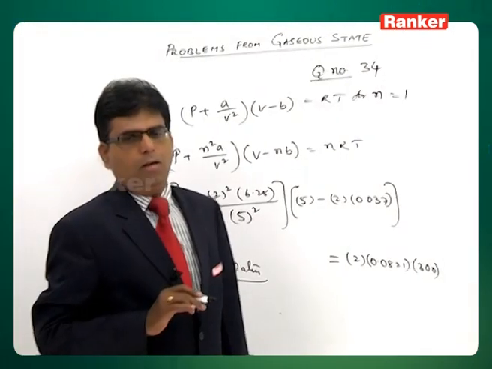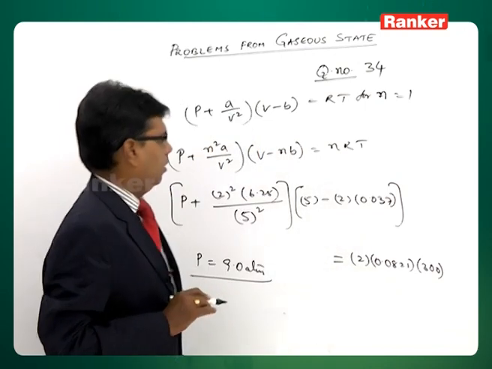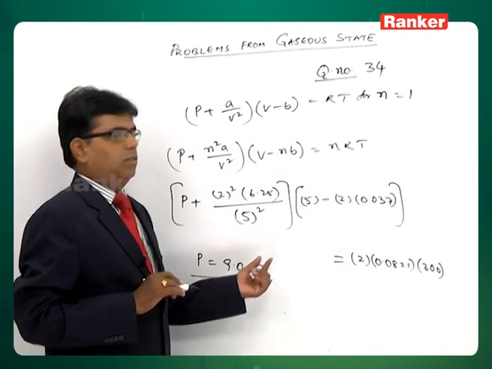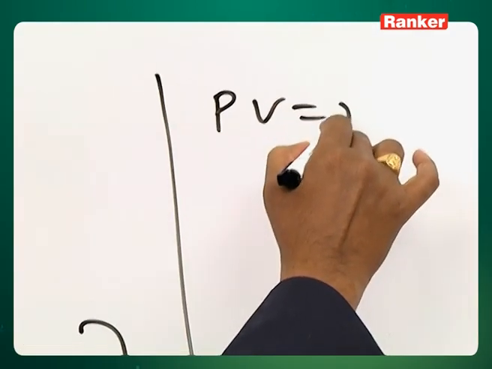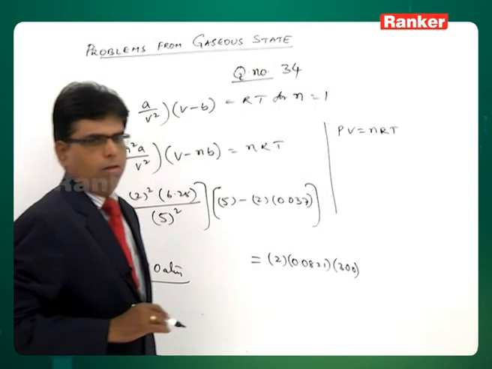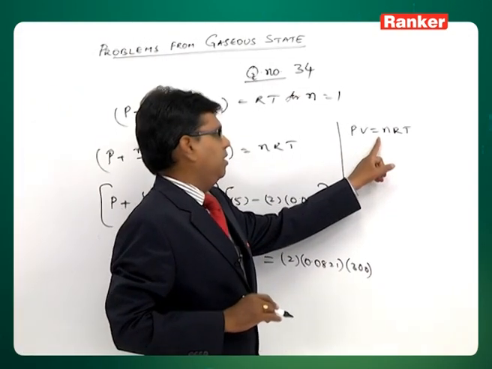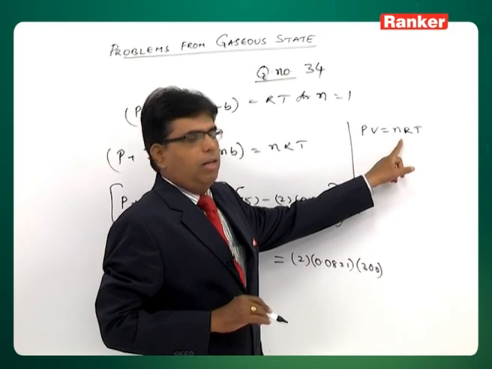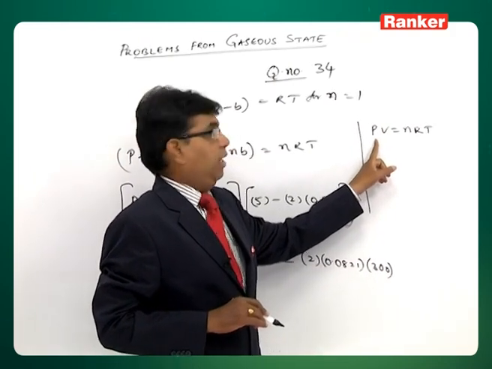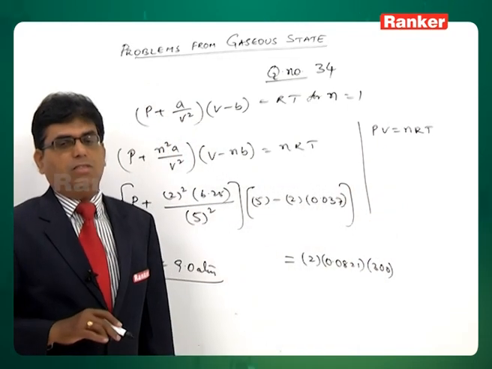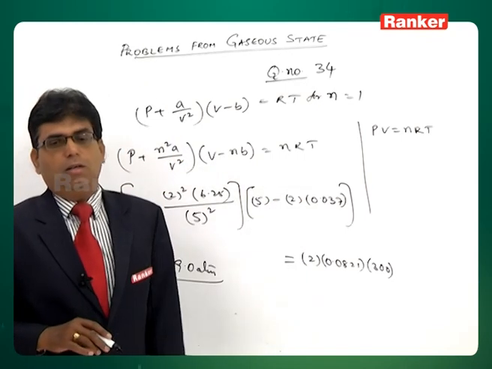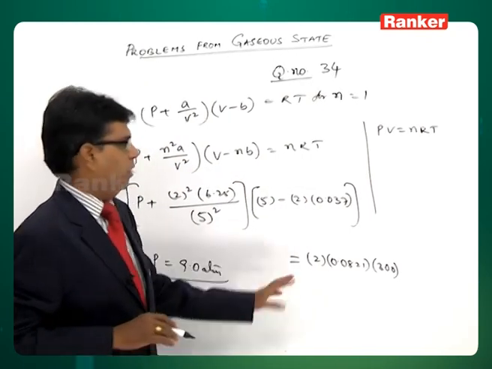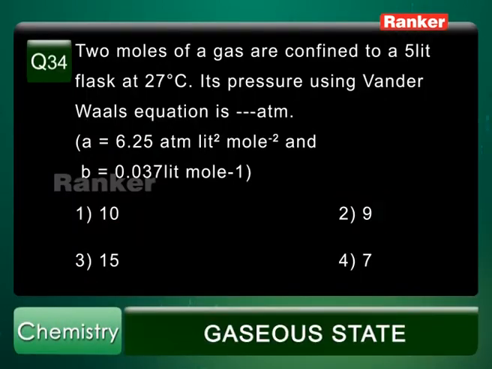atmosphere. In solving this kind of questions, one advantage we can have is to try to solve the equation by taking PV equal to nRT without the values of a and b. Substitute these values without a and b and try to find out the pressure. If this pressure comes to any of the nearest given answers, then we can directly write it without solving such a complicated equation. But anyhow, finally the answer you will get is 9 atmosphere. So, the correct answer is option 2.